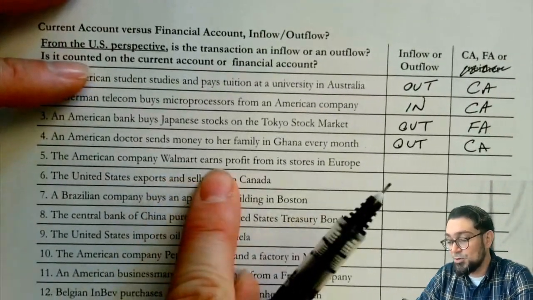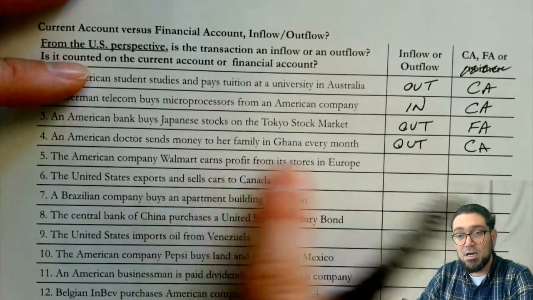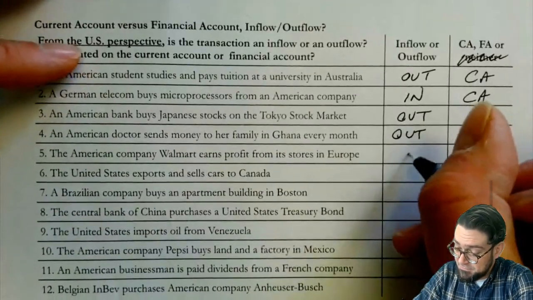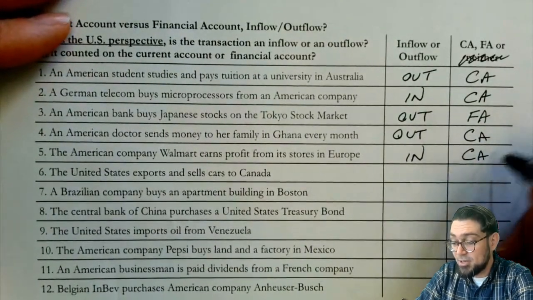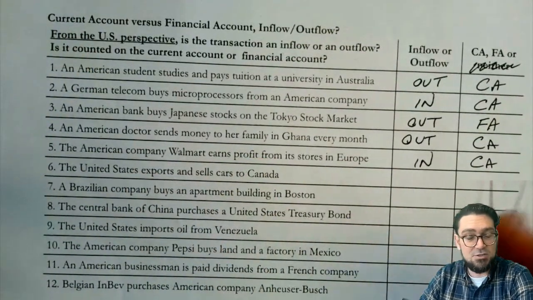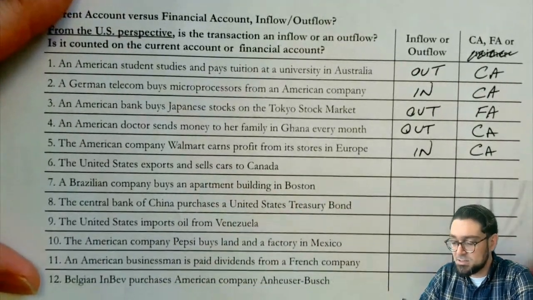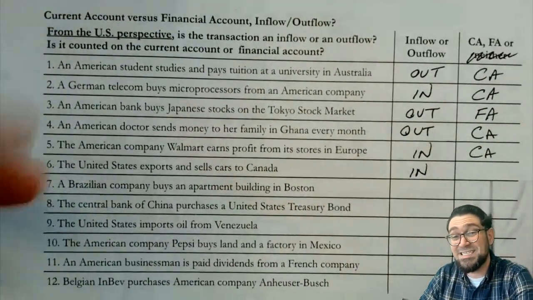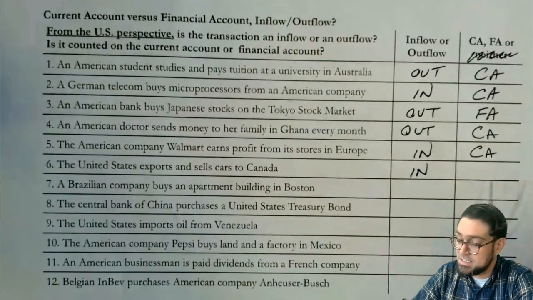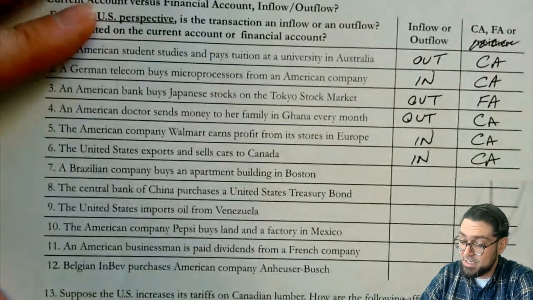The American company Walmart earns profit from its stores in Europe. That's an inflow to the US, and it's on the current account because profit is part of factor income: wages, rent, interest, profit. Number six, the US exports and sells cars to Canada. That's an inflow because we're receiving the money. Canada's getting the cars, and it's a net export, so it's current account.